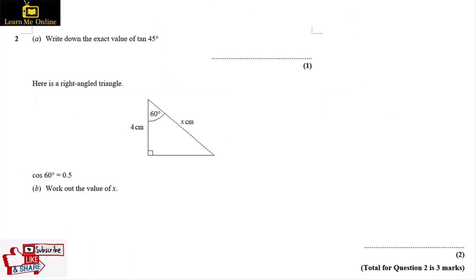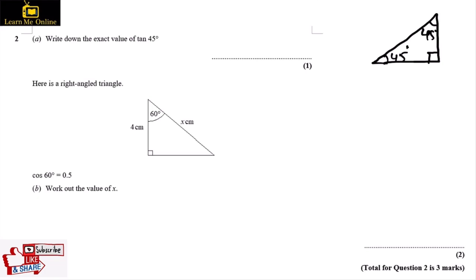Here we have got the next question now. This says: write down the exact value of tan 45. So what we're going to do is draw a right angle triangle first of all. This is a right angle triangle making 90 degrees. Because we know that the angles in a triangle add up to 180, this would be 45 degrees and this would be 45 degrees.